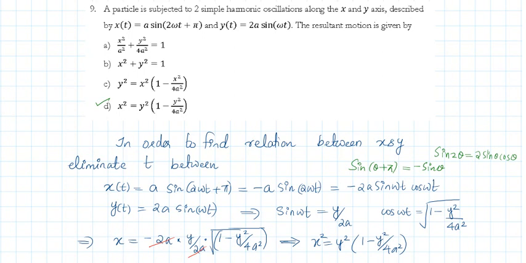So the idea is very simple. You have a relation between x and t, and a relation between y and t. Simply eliminate t between these two to find the relation between x and y.